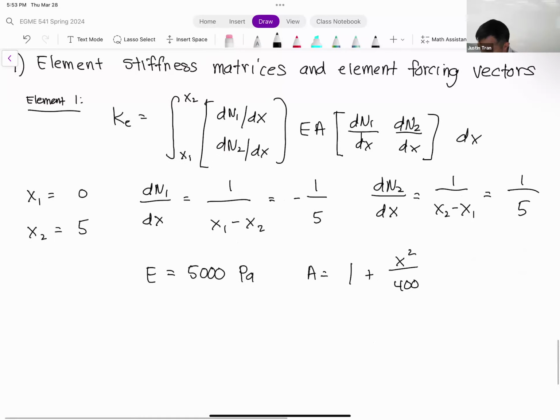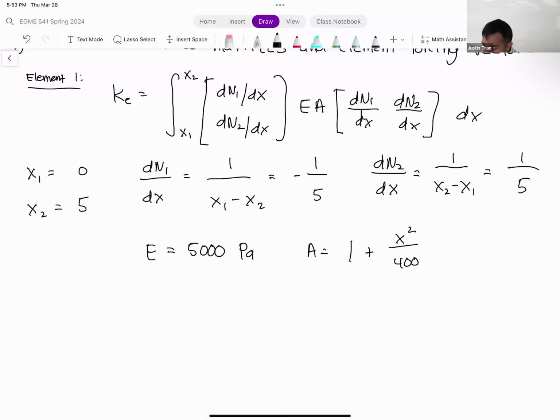So that's a lot to plug in. Let's go ahead and plug it in step by step, so we can see the whole process. Plugging in, we get the integral, plugging in for x1, x2, so that's going to be integral from 0 to 5. Then we have the vector dN1/dx and dN2/dx, and so that's going to be a minus 1/5, then a positive 1/5.